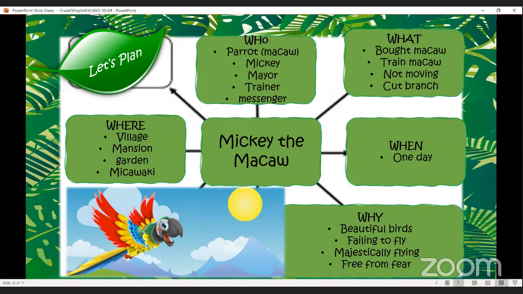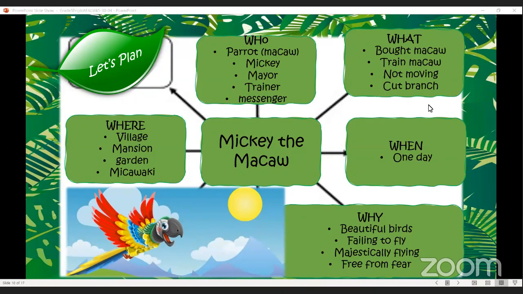Okay, so now we have what is in the story. We have, it says there, bought macaw, so bought a parrot. Train macaw, train the parrot. Not moving, so something's not moving. A branch is cut, oh my, okay. Ooh, this is getting interesting. I bet you want to read the story now. Okay, Mickey the Macaw, you're absolutely right.